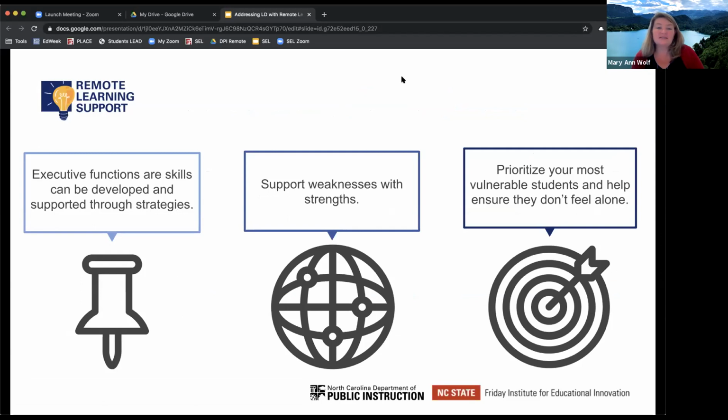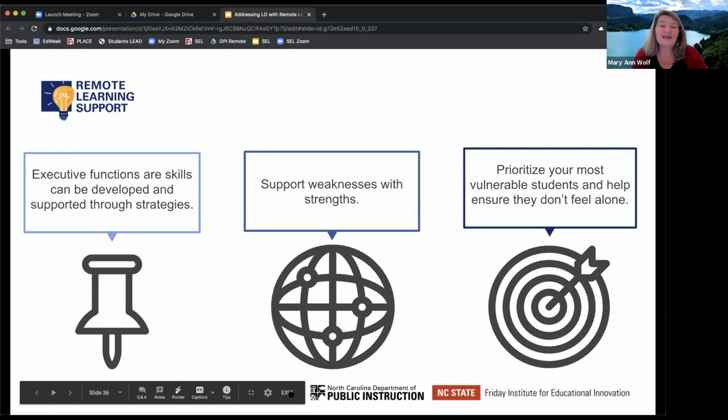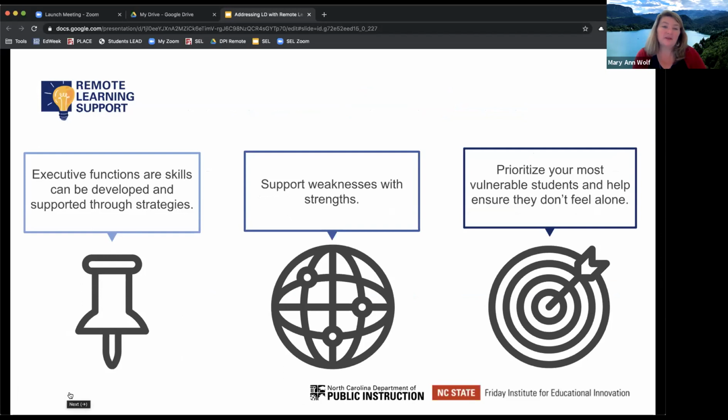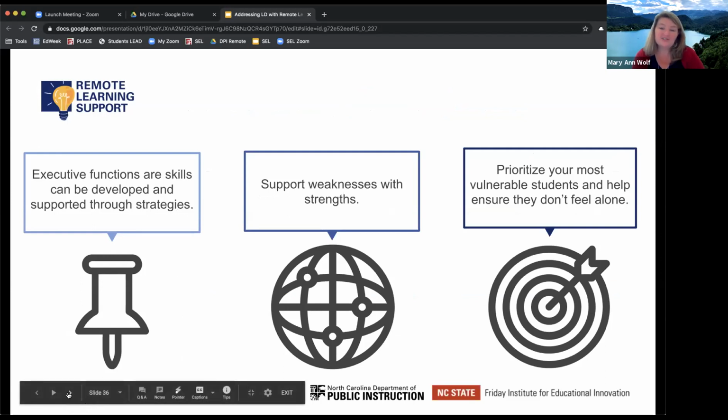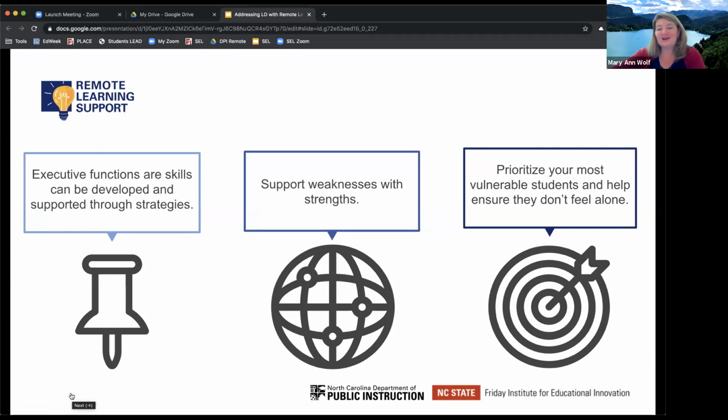Also supporting weaknesses with strengths. I think we're preaching to the choir on this call, but really appreciating that. And of course, prioritizing your most vulnerable students and ensuring they don't feel alone. The work that you all do, the motivations you already shared clearly go to that, but they might need something different. They might need something more. And it might take a lot more work to make that connection, but I know that's something you all are doing. Just know that you're not alone, that lots of us are trying to do that and figure that out.